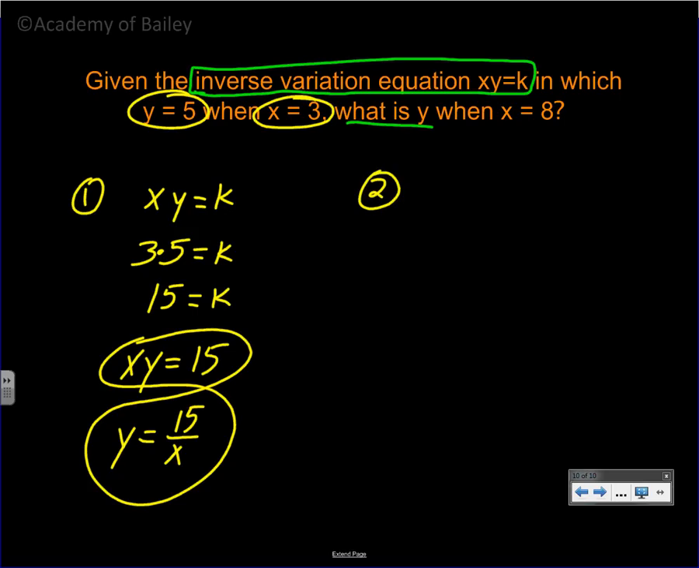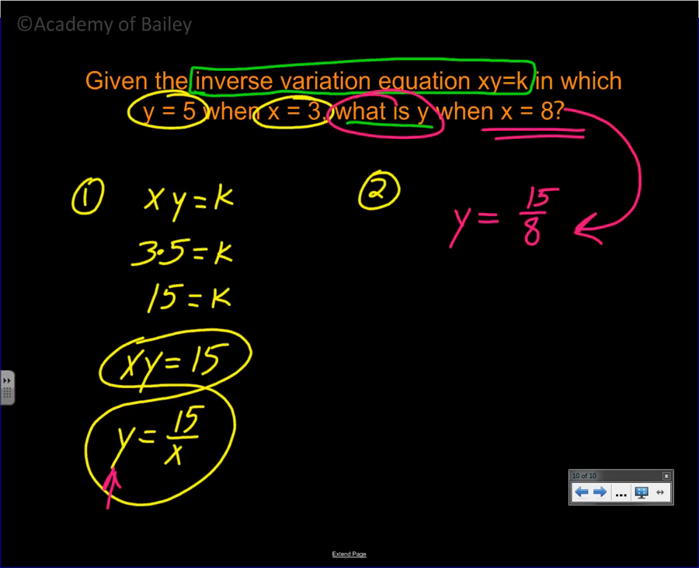Step 2 says, what is y when x equals 8? So if we're trying to find y, I'm going to use the second equation because y is already all by itself. Y is equal to 15 over x. And in this case, x is 8. So y is 15 over 8. And you can leave it like this unless your answer choice wants you to change it to a mixed number.